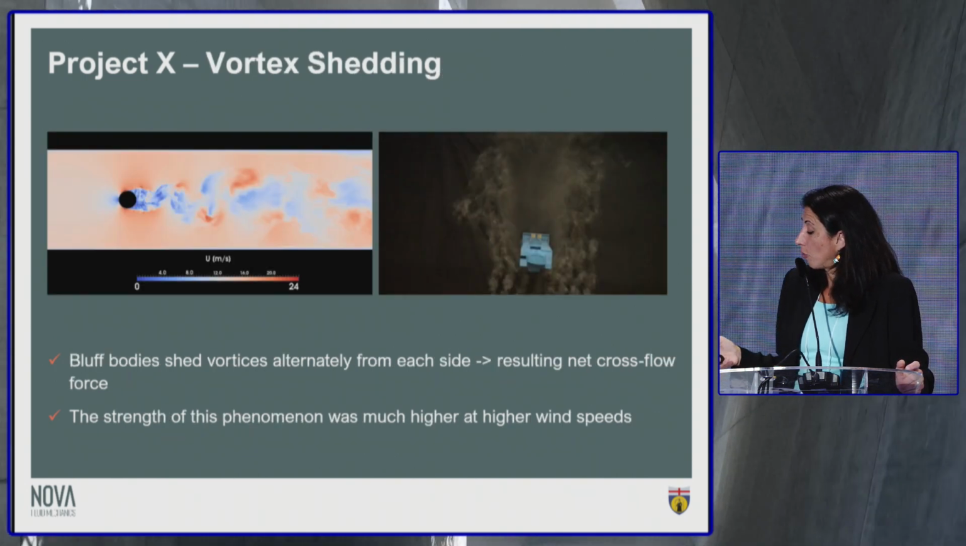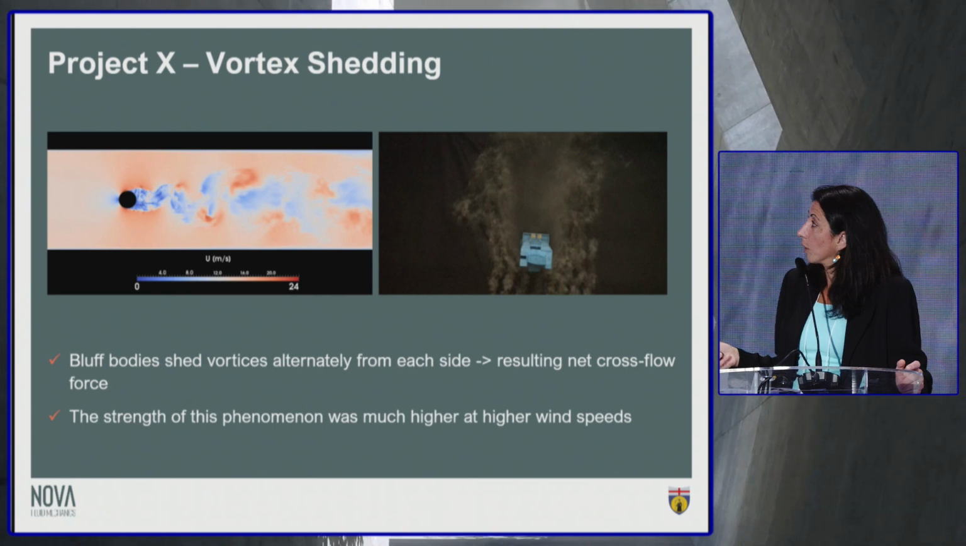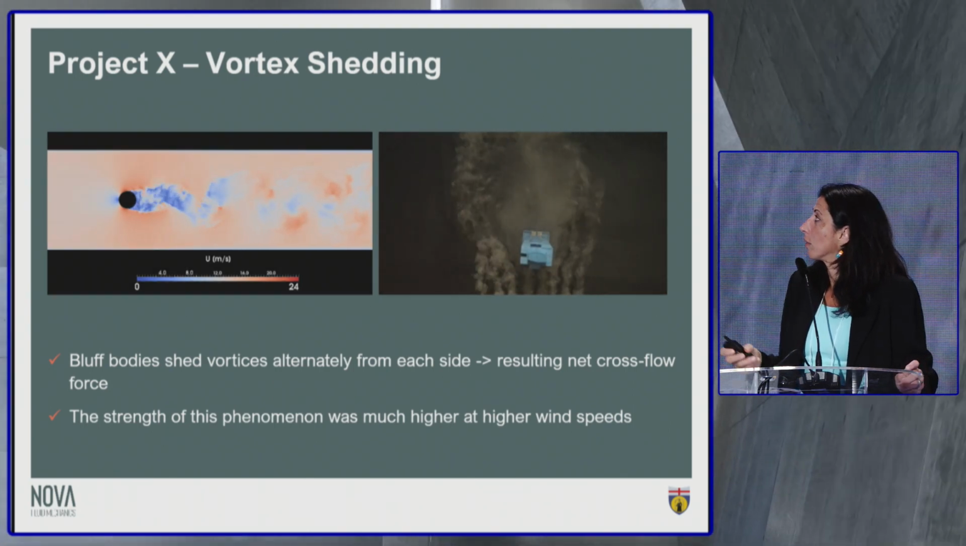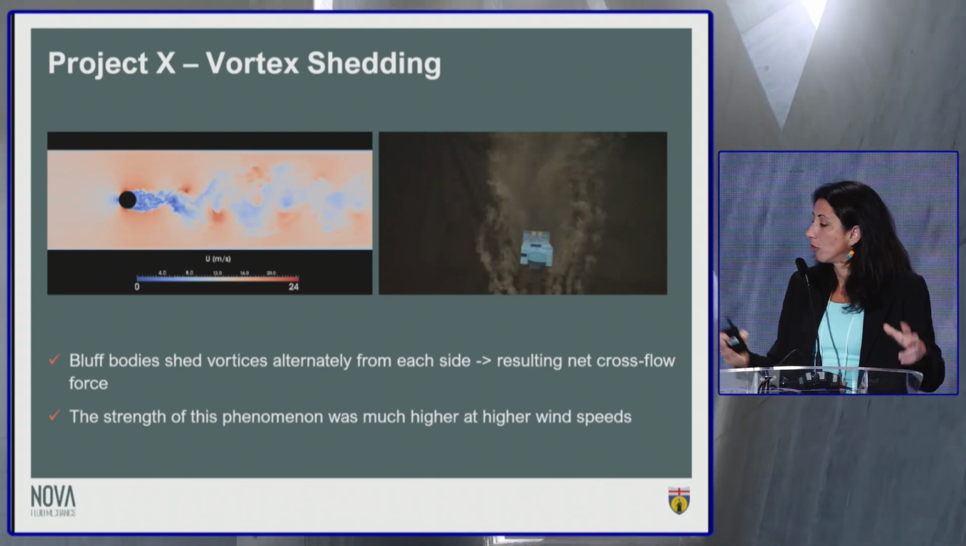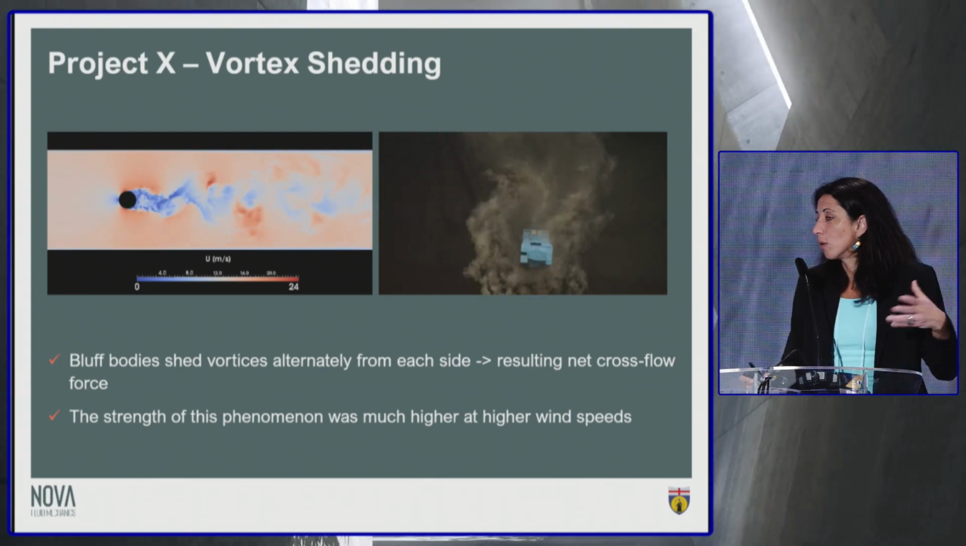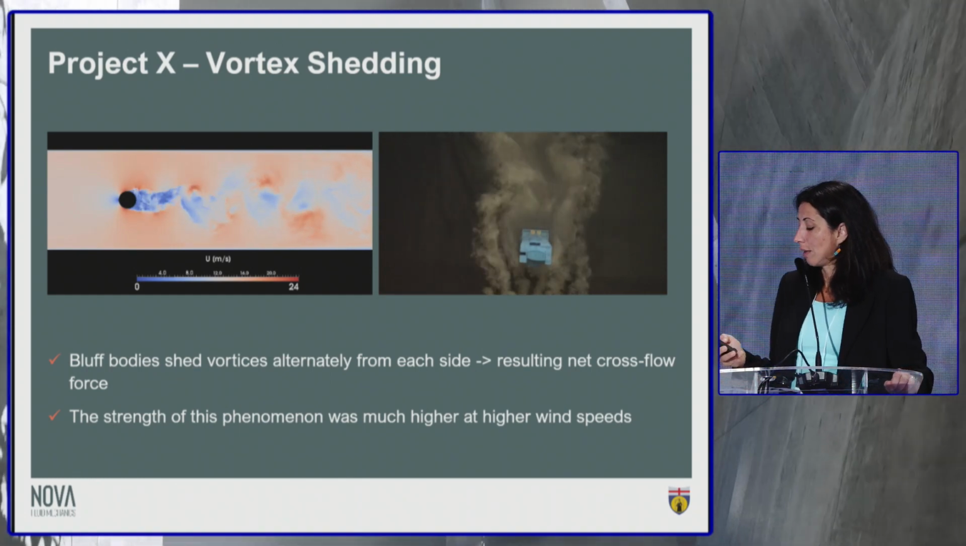Sergio already spoke about vortex shedding. This is the vortex shedding on this tower. You can maybe see the vortices detaching and pushing the tower sideways. And this is because we have the significant increase in load.